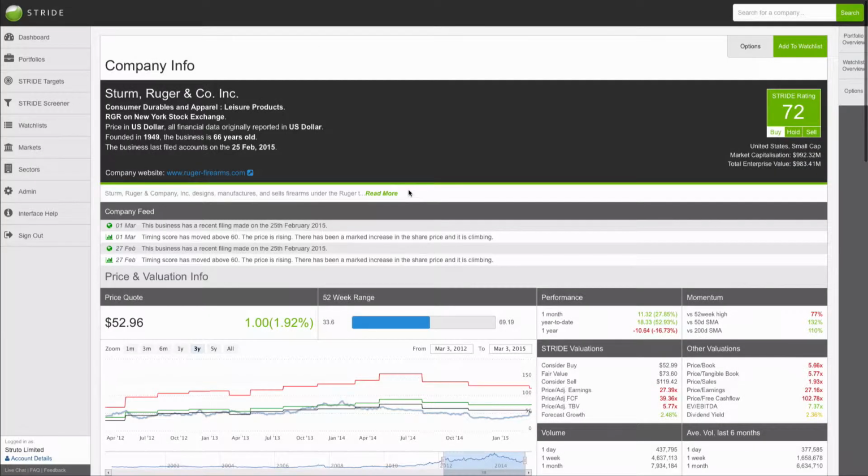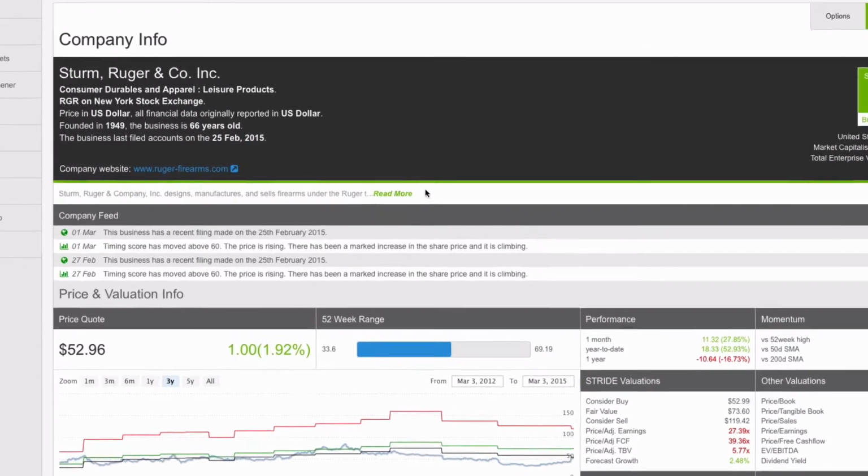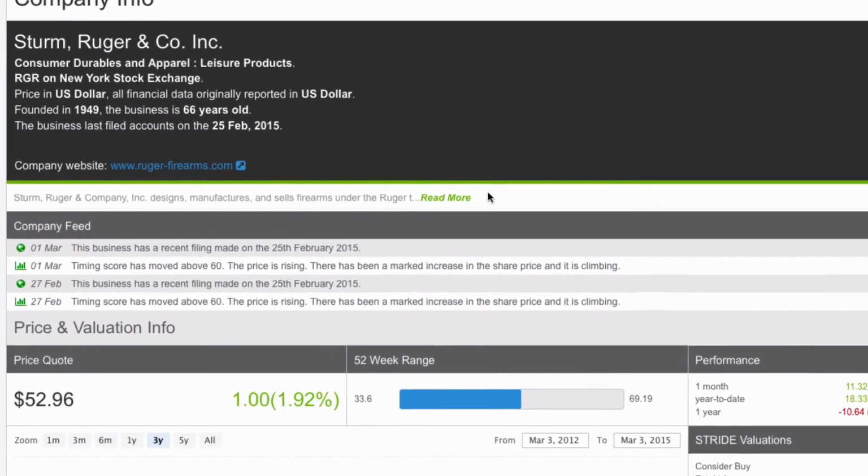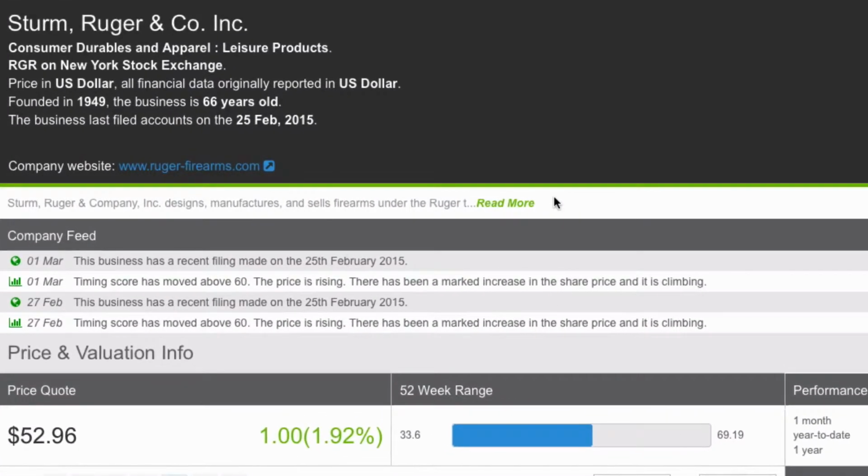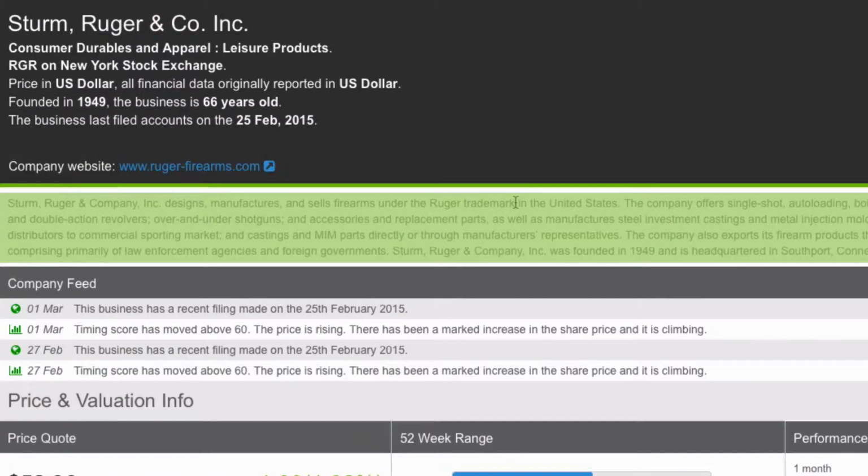Every company on the Stride platform has its own page containing detailed analysis, financial data, Stride scores and ratings, plus other information to help investors understand exactly the kind of investment opportunity it presents. Company name, sector, ticker, exchange and currency are top left, together with founding date and company age, last filing date, link to the company website, and official corporate descriptor.